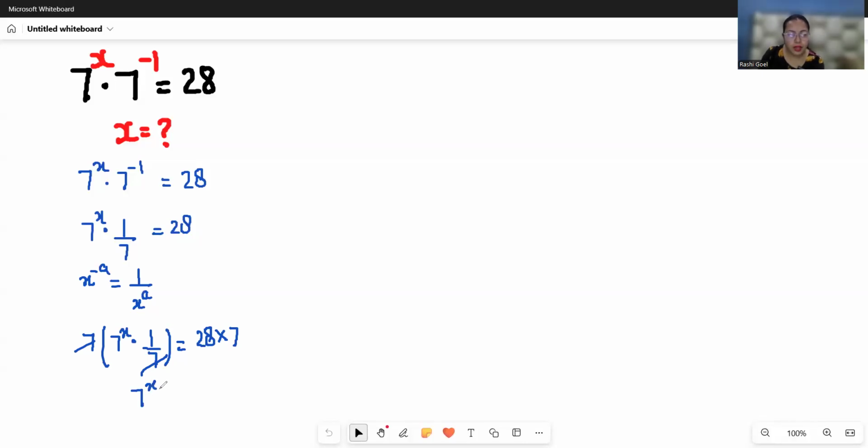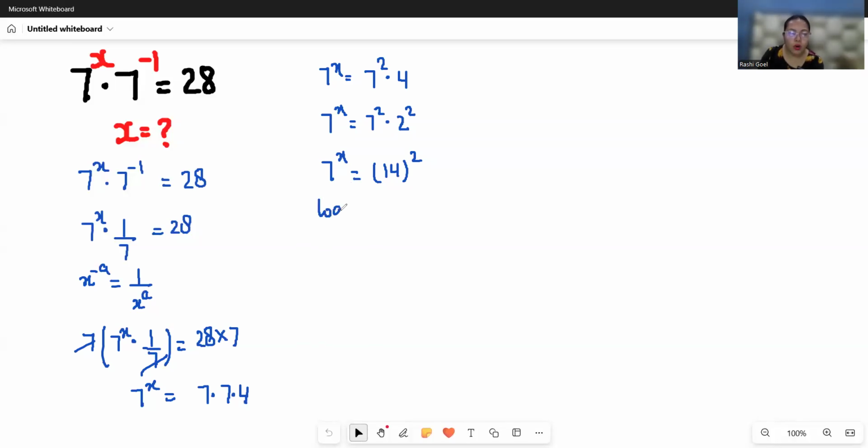So 7^x equals 7 times 28. We can write it as 7 times 4. So 7^x equals 7 times 2^2. We can write it as 7^x equals, we can write it as 7 times 2, that is 14 whole squared.